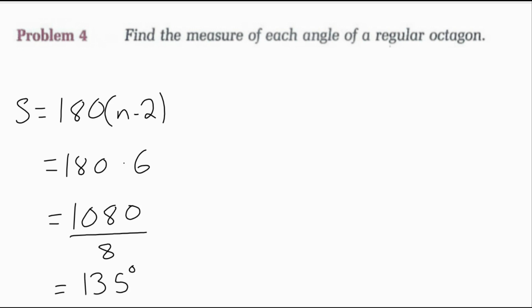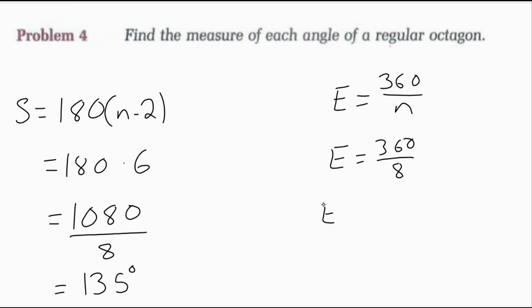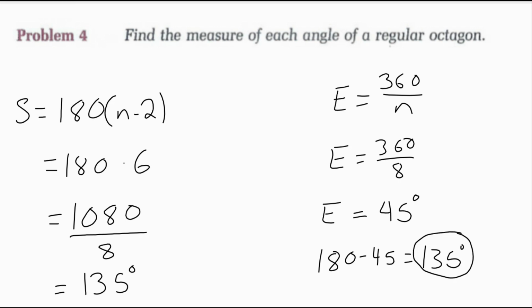Now my second case, I can use my exterior angle theorem, so E equals 360 divided by n. So E would equal 360 divided by 8. 360 divided by 8 would give me 45. So each exterior angle is 45 degrees. I know my angles are supplementary, so 180 minus 45 would give me 135 degrees. So each interior angle is 135 degrees. You could use either method for this. I think this way here, using the exterior angle, is shorter and saves more time.